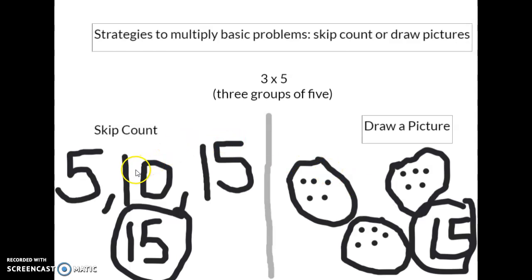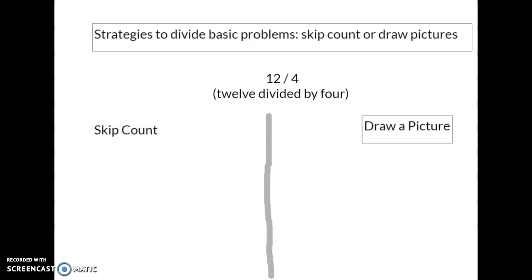The next slide is going to show you division. To divide, I'm going to use the same strategies of skip counting and drawing pictures. It's slightly different though with how I skip count and how I draw the picture, so pay close attention. This problem I'm going to do 12 divided by 4. This little line here means divide. I know we use the other symbol in class, but that's how you use it on a computer, so it just means 12 divided by 4.